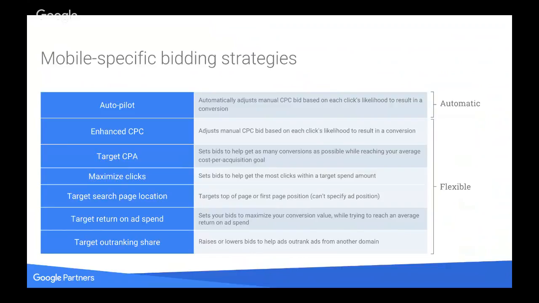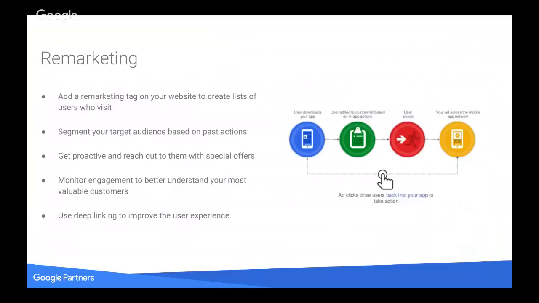So for example, with something like a target CPA. Now, a target CPA is where you define what your cost per acquisition would be, and the system will optimize your bids to make sure that you're getting as many conversions as possible at this target CPA that you've defined within the system. So the other flexible bidding strategies are things like enhanced cost per click, maximize clicks, target search page location, target return on ad spend, and target outranking share.